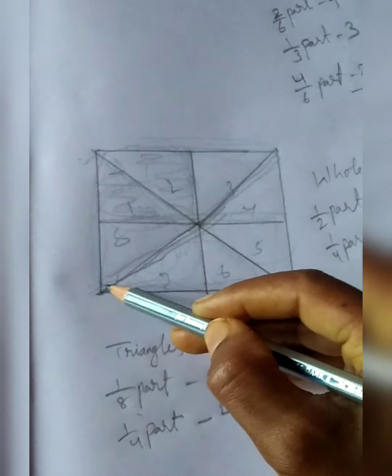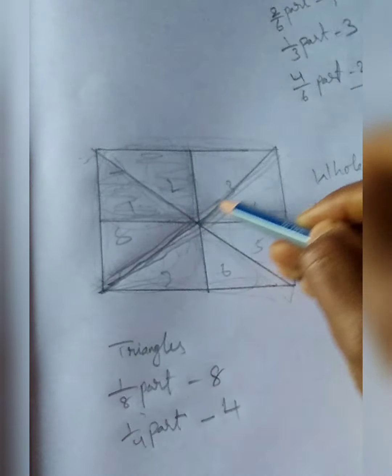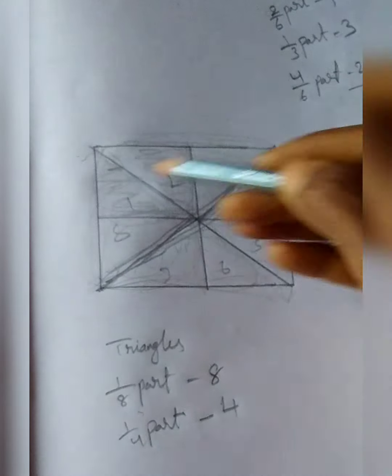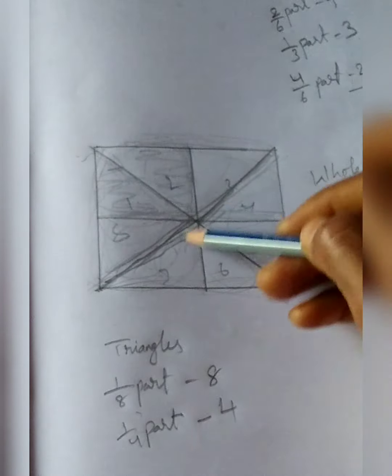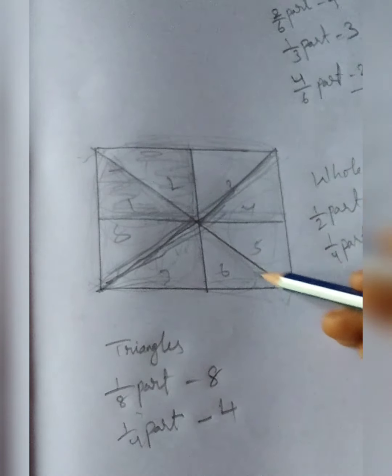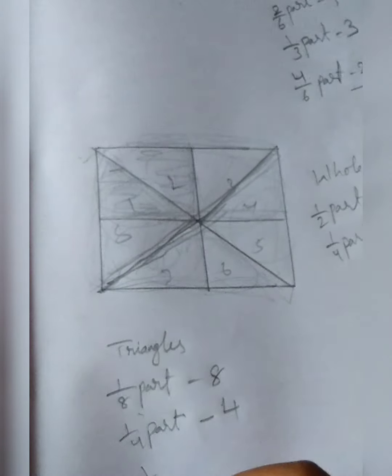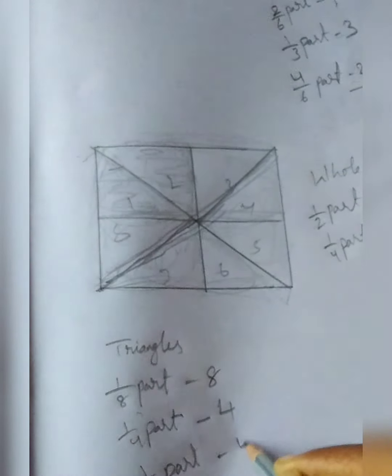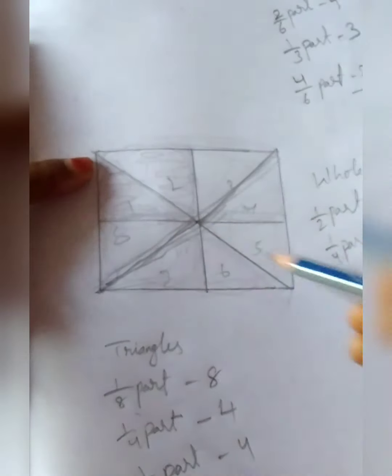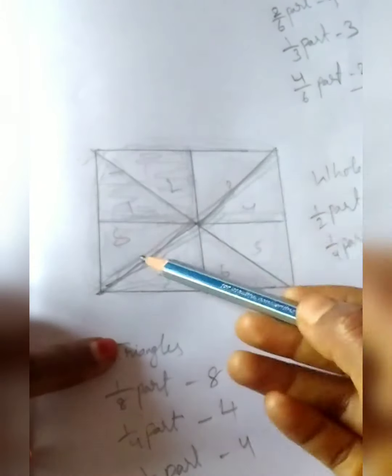Next, half part. Half part means if you make it into half by drawing one horizontal line, this is one half, this is another half. By drawing this diagonal line, this is one half and this is one half, right? So total how many half parts do you have in it? 4, right? Understood?